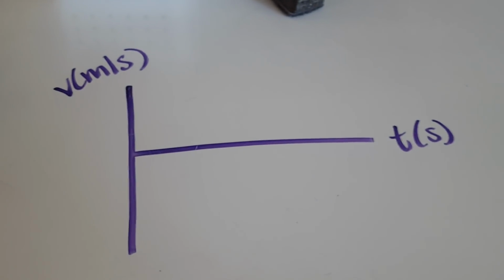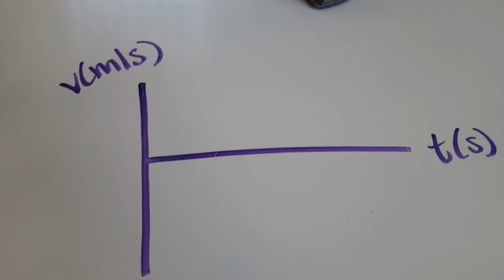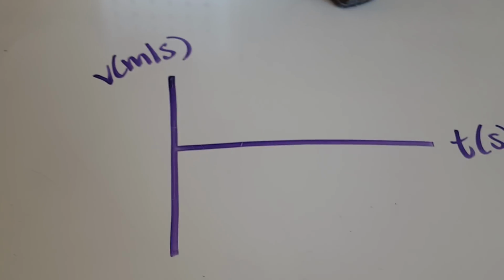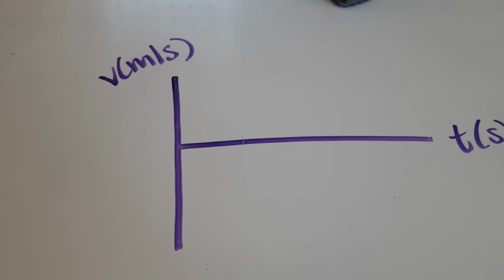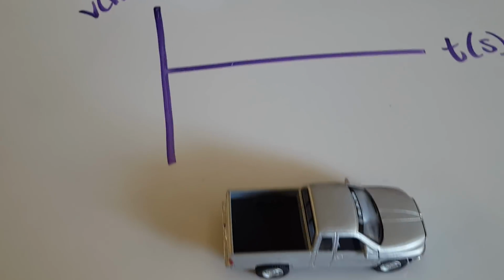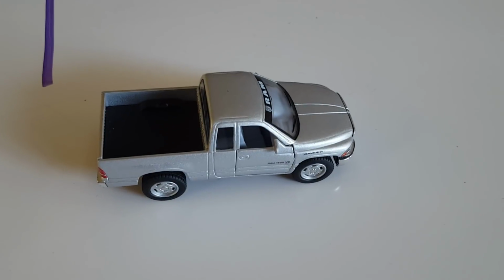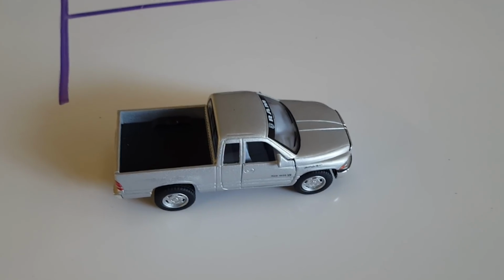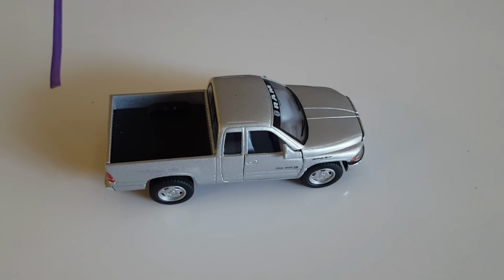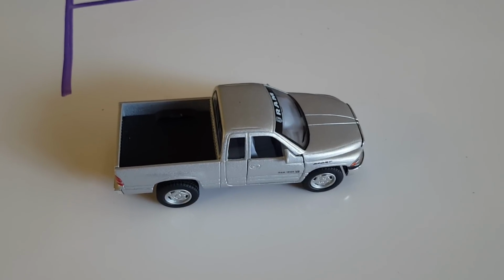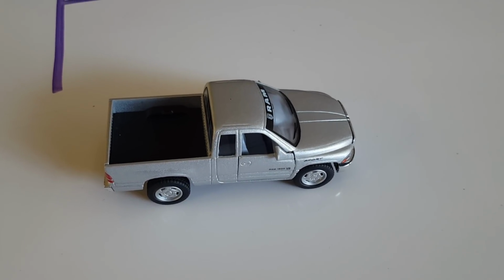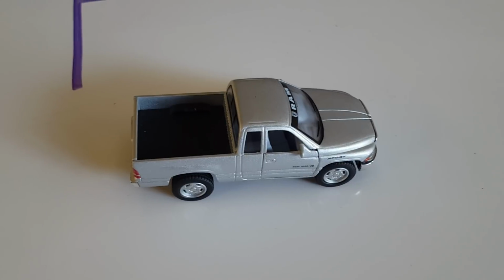All right, the next part of this objective says that objects that have no acceleration can either be standing still or be moving with constant velocity. So if I have my truck and he is standing still, he is not moving, he's not changing position. Does he have a velocity? No. If he doesn't have a velocity, could he have an acceleration? No, because acceleration is a change in velocity.